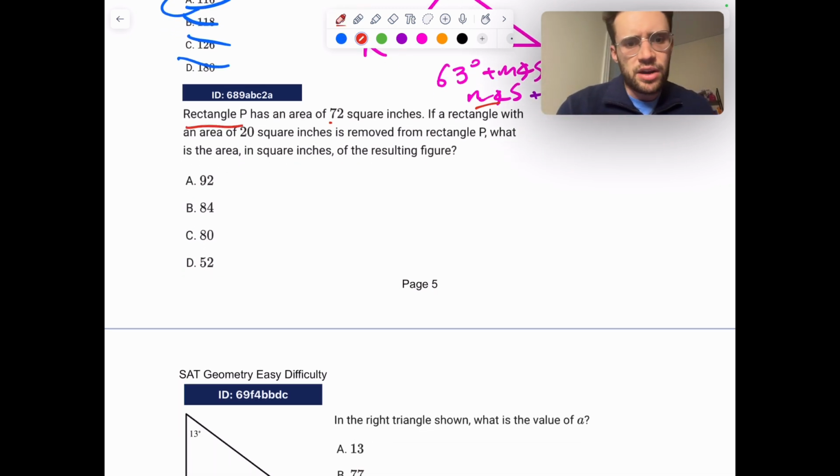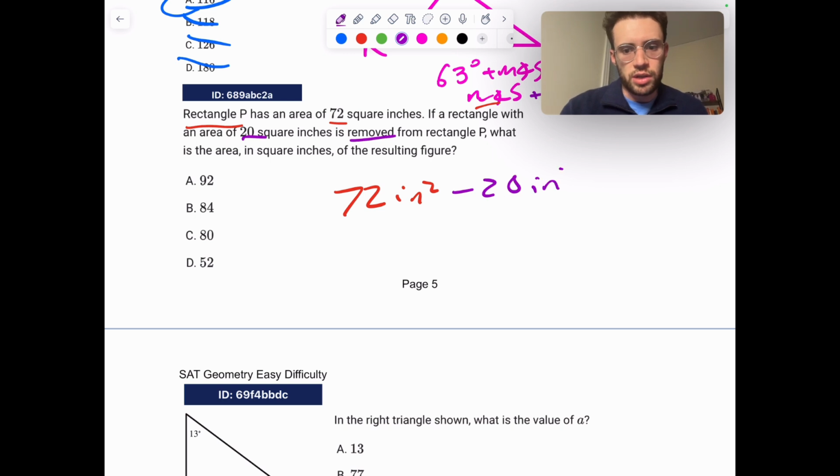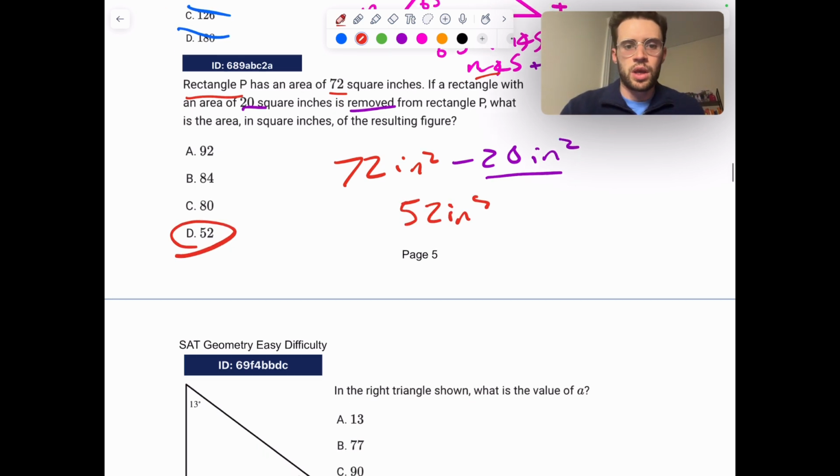Rectangle P has an area of 72 square inches. If a rectangle with an area of 20 square inches is removed from the rectangle, what is the area in square inches of the resulting figure? So we don't need to know the lengths and the widths. We just know we have 72 square inches, and then we are removing, which means we're subtracting 20 of those square inches. So we're removing this chunk of it. So we just do 72 minus 20, which gives us 52 square inches. So option D.